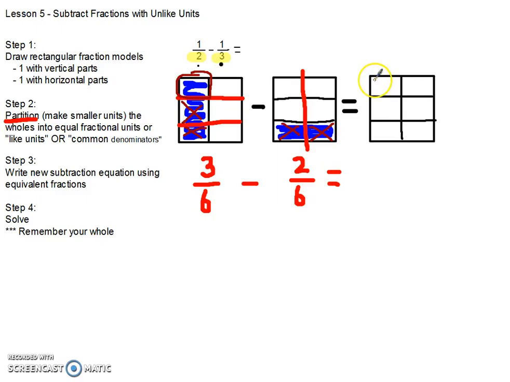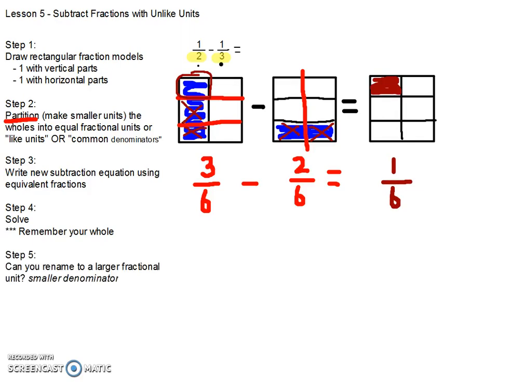And so I would fill that last fractional part here in my answer. So when I go to write my answer, I still have 6 parts in my whole, but I only have one of those parts left. Just like in addition, the denominator stays the same because our whole stays the same, and I subtract the top part. So 3 minus 2 is equal to 1.